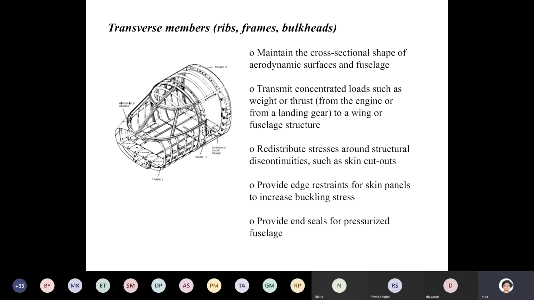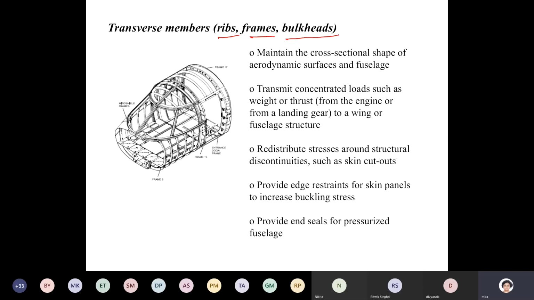Now comes the transverse member, which could be ribs, frames, or bulkheads. You should keep in mind that unlike the skin and the stringers or longitudinal members, which participate in developing stresses so as to equilibrate the externally applied force, the transverse member does not perform in a similar way. They have a different set of jobs.